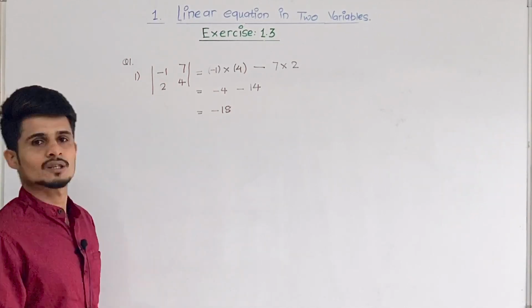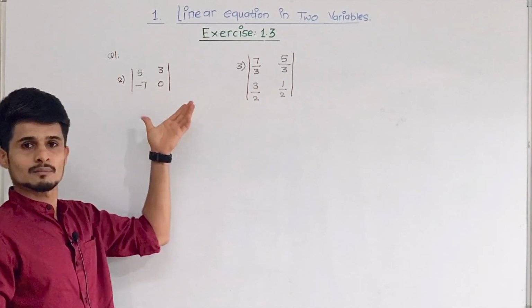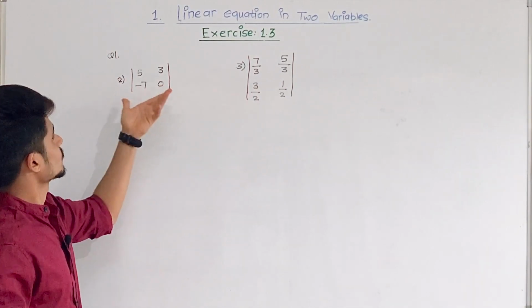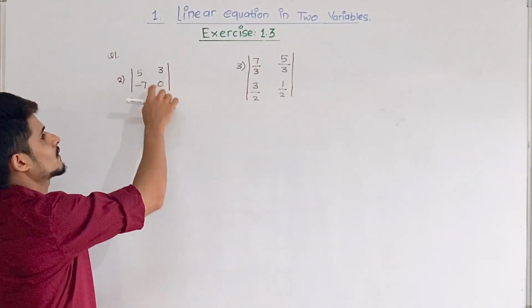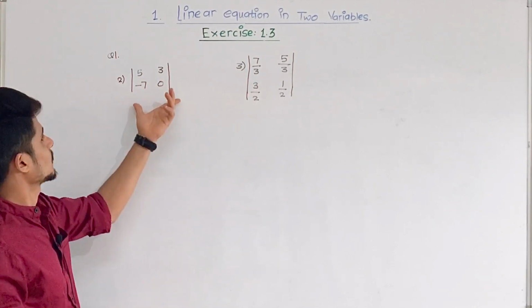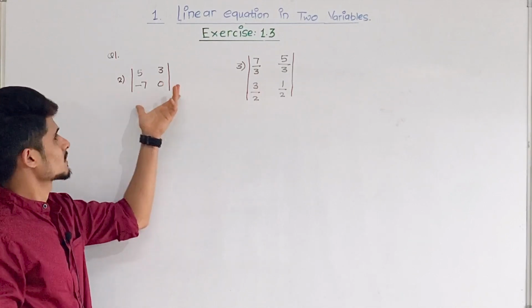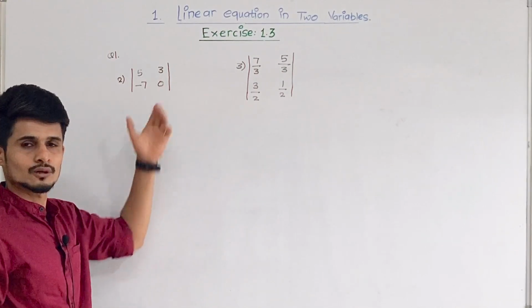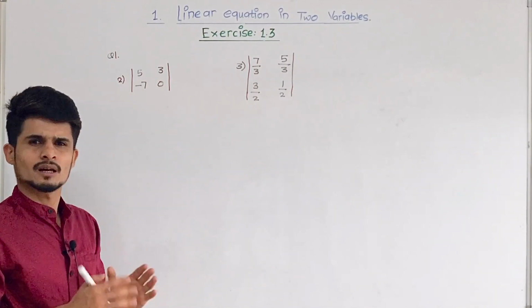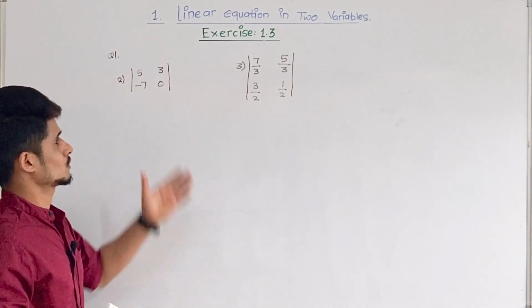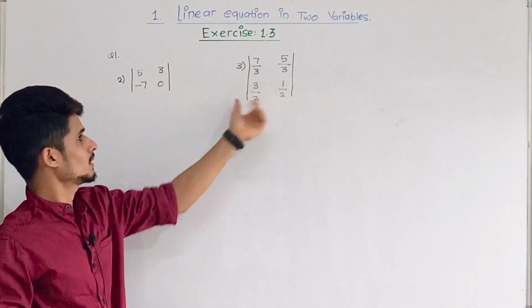Similarly, we'll see question number 2 and question number 3. In question number 2, we just have to cross multiply and subtract the numbers and find the value of the determinant. This question is similar to the first question, so it is homework for you. Comment the answers in the comment box. Now we'll move to question number 3.